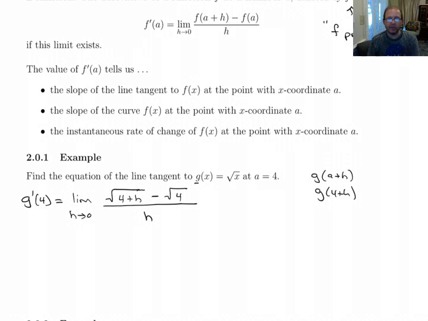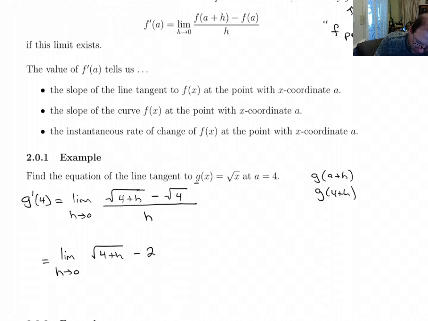Now, every time you set up a derivative, the limit that you get is going to be 0 over 0. You can see that here by plugging in the 0. You get square root of 4 minus square root of 4, which gives you 0, divided by h, which is 0. So we've got to do something. First thing I'm going to do is rewrite this as square root of 4 plus h minus 2 over h. And to get rid of this, what we need to do here is rationalize this thing.